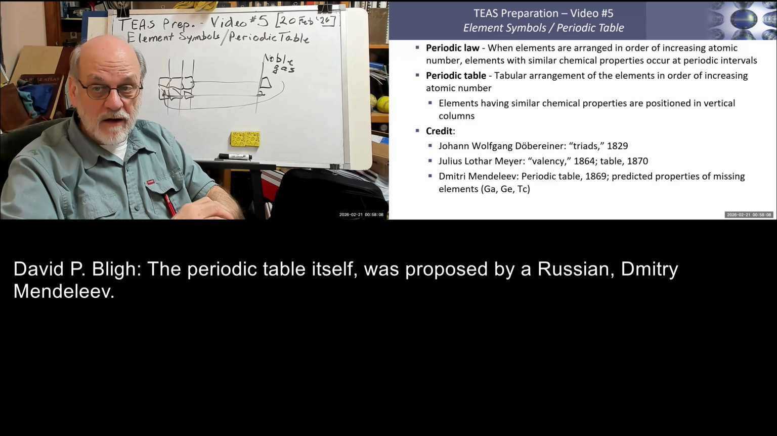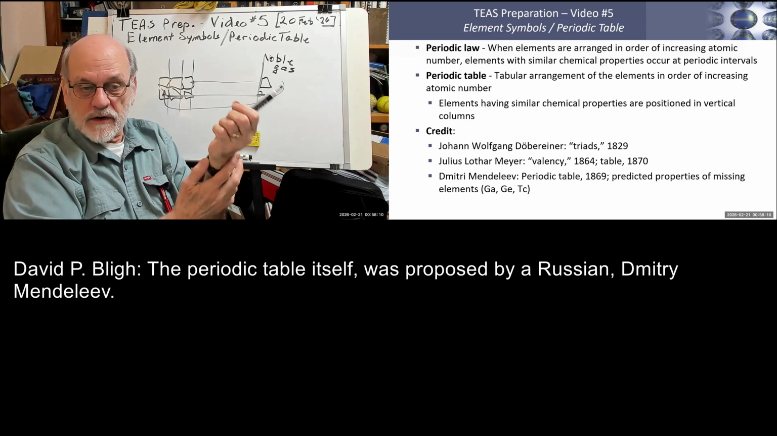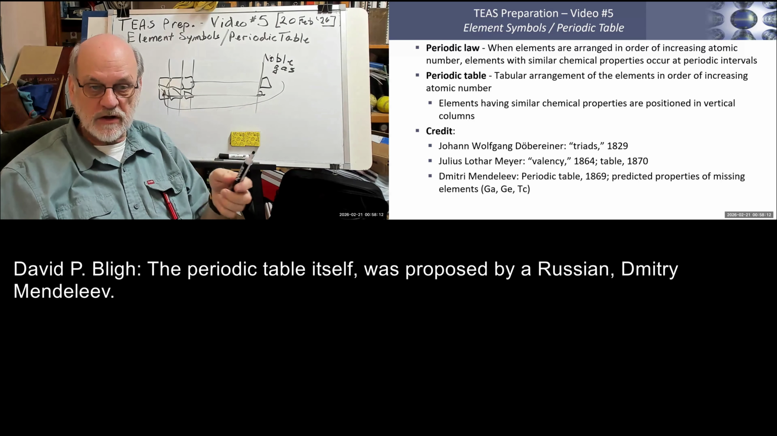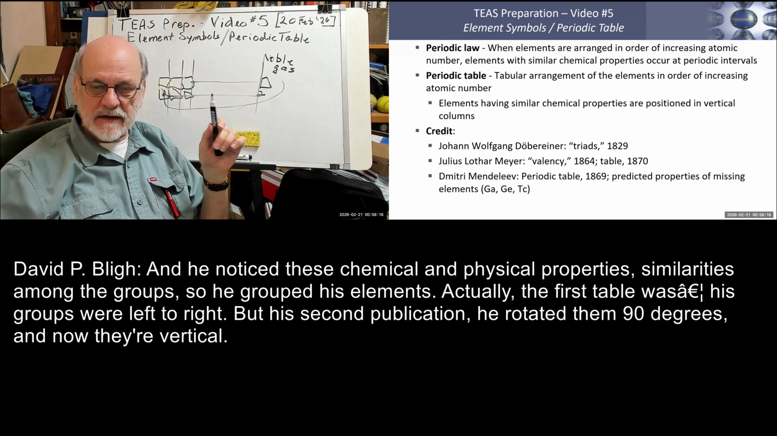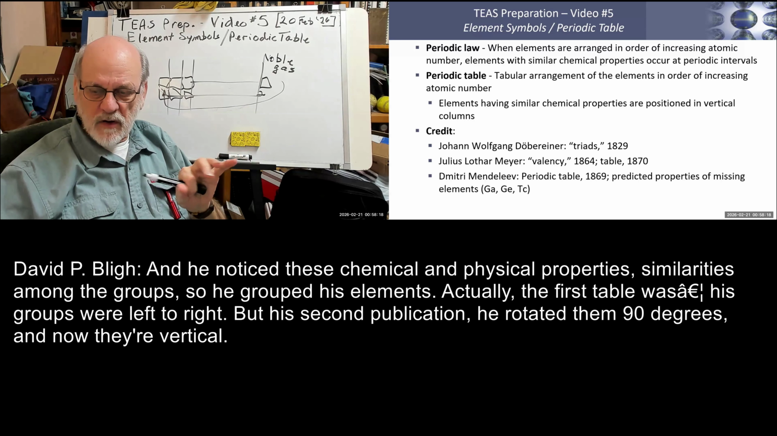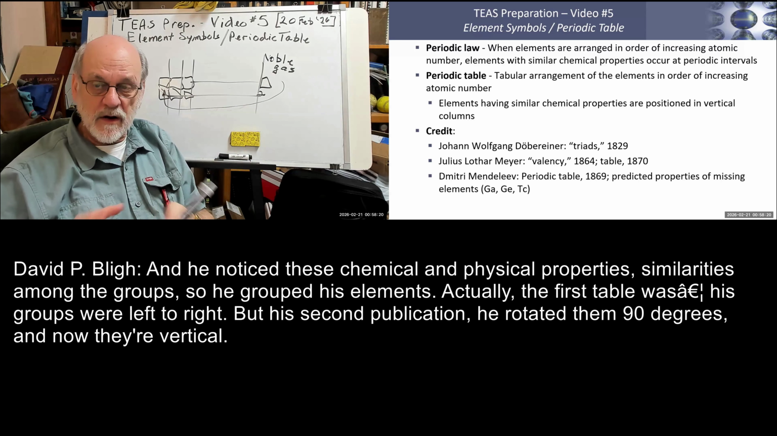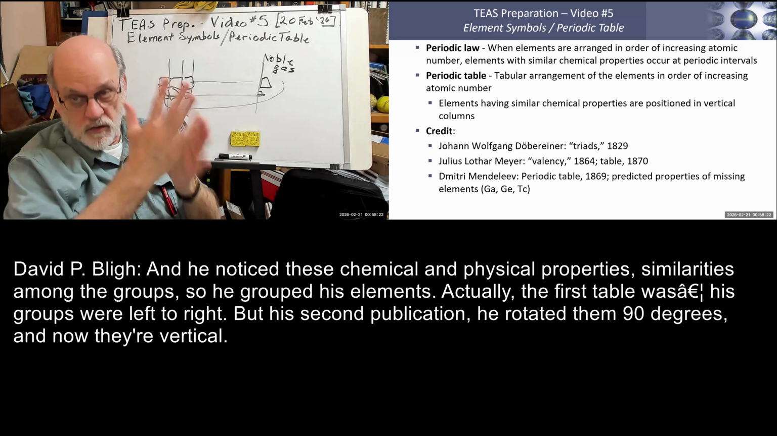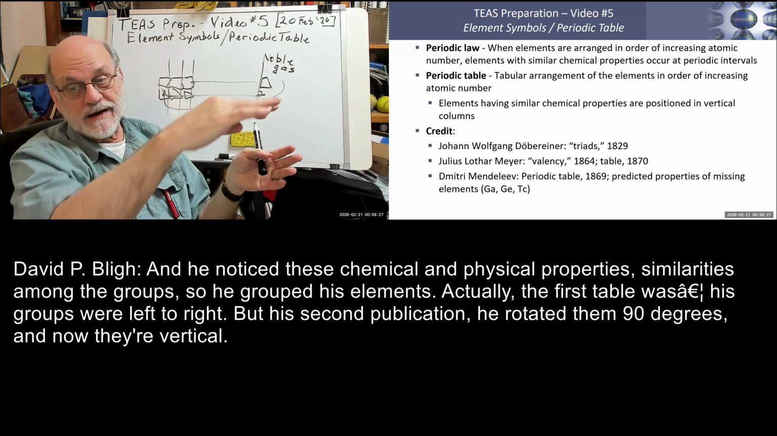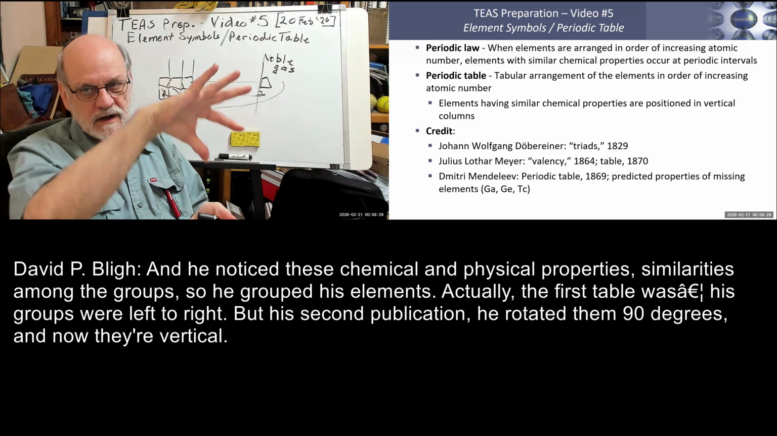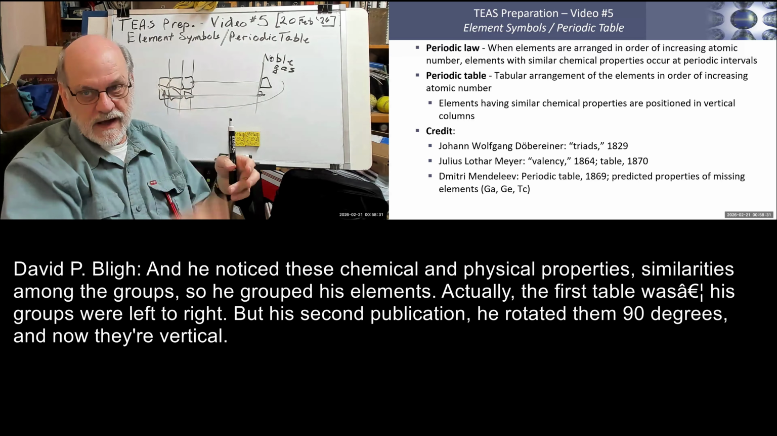The periodic table itself was proposed by a Russian, Dmitry Mendeleev. And he noticed these chemical and physical properties, similarities among the groups. So he grouped his elements. Actually, the first table, his groups were left to right. But in his second publication, he rotated them 90 degrees, and now they're vertical.